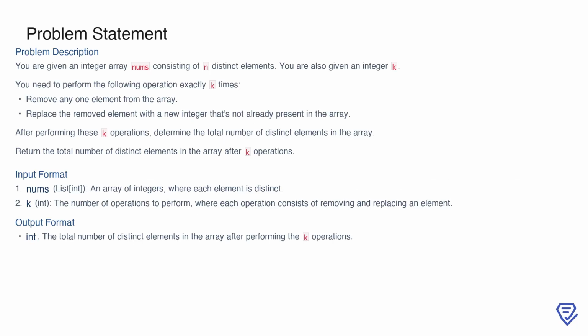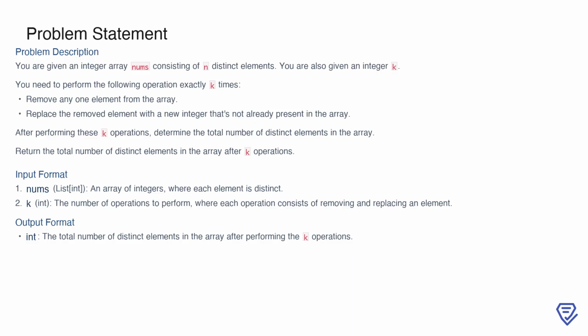The problem requires us to work with an integer array called nums, which contains n distinct elements. Along with this array, we are given an integer k that specifies the number of operations we need to perform. In each operation, we remove one element from the array and replace it with a new integer that is not already present in the array. After performing exactly k such operations, we need to compute the total number of distinct elements in the array. The output will be a single integer representing this total.